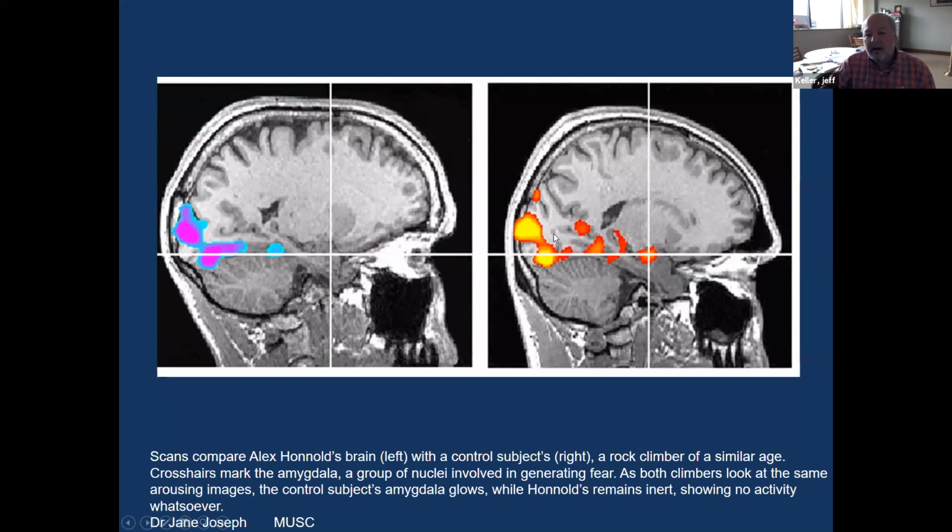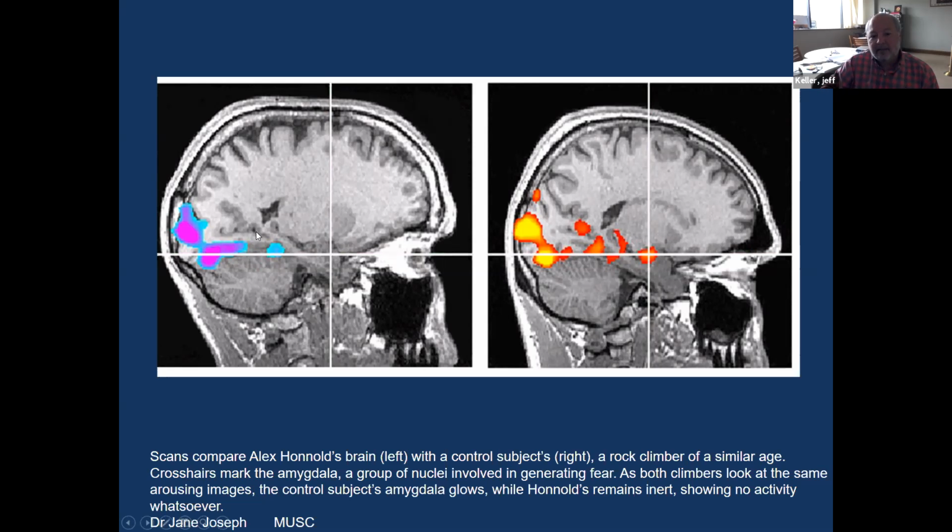It's red. Here we're seeing that this is the visual cortex back here. It's being lit up, of course, because they're looking at these images. But right here, you can see in the crosshairs, the amygdala is red. And on Mr. Honnold's brain, in response to those same stimuli, it is absent. So Mr. Honnold does not respond, even at a basic level in the brain, in response to fearful stimuli. He is literally wired differently.